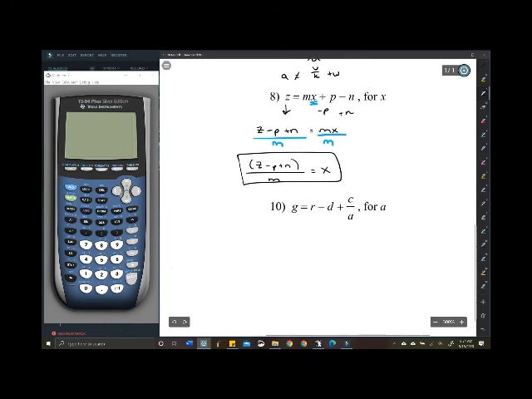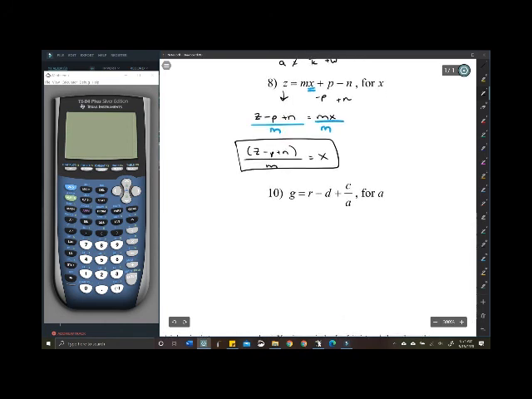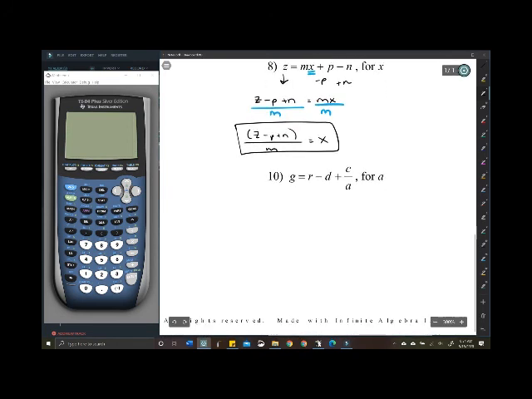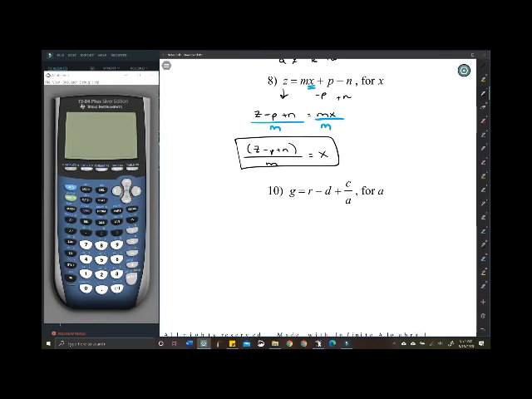And this one here, solving for a. Little curveball. Here's one of the most challenging ones for today. We'll get you through. First, we're solving for a, and notice it's in the denominator. And we're going to fix that a little bit later. First, let us subtract r and add d. So g minus r plus d is equal to c over a.